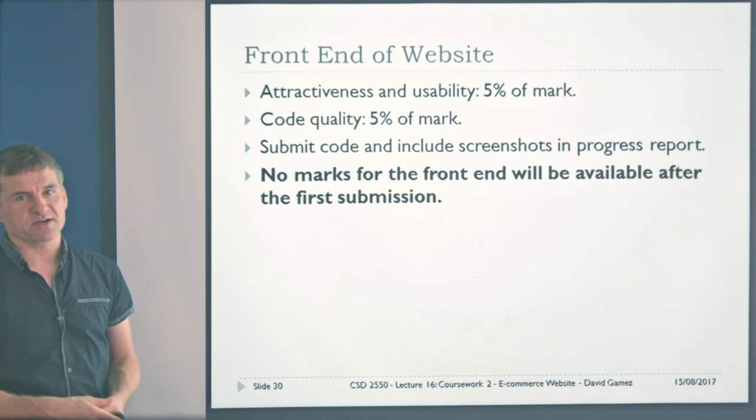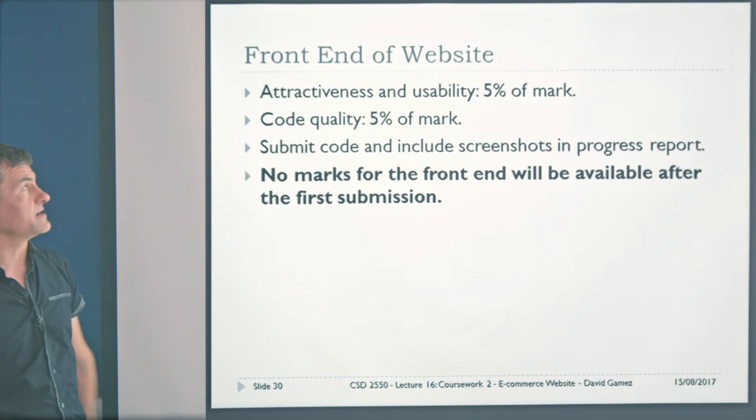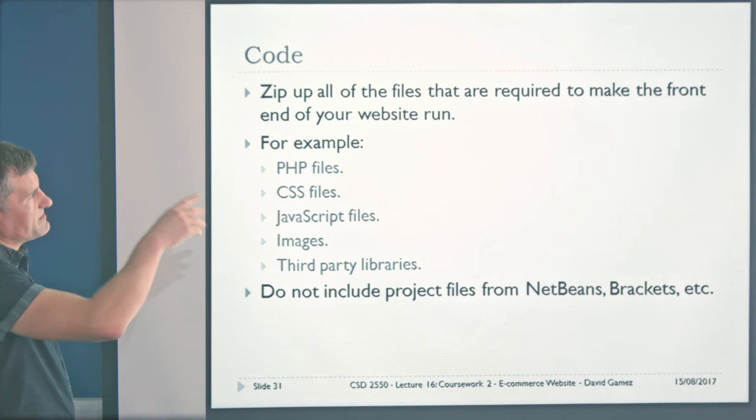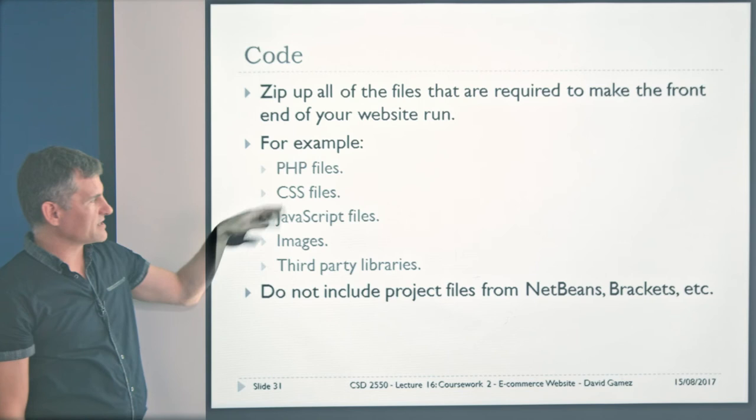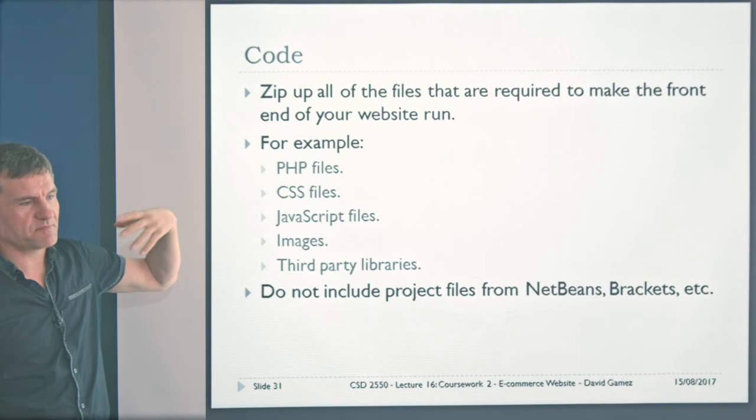You're welcome to spend as much time as you want making it look pretty, but just be aware that you might be better off focusing on the backend functionality, where the actual marks are going to be, between week 17 and week 23. So, for the first submission, just zip up all the files that are required to make the front end of your website run. So PHP files, CSS files, JavaScript files, images, and third-party libraries. We don't need NetBeans project files, Brackets project files, and so on. We just want the stuff that you would be deploying on a server if you're going to make this front-end of the website live.